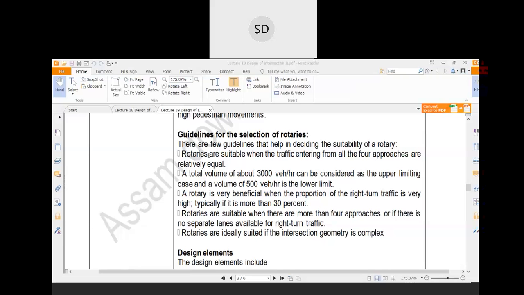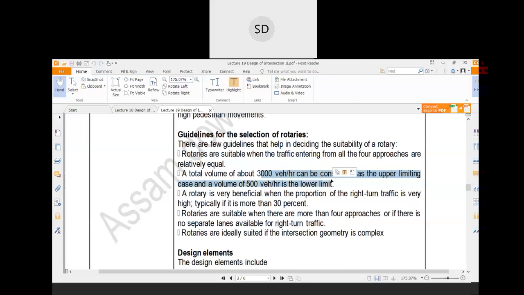Now, guidelines for the selection of the rotaries, there are different guidelines. Now, rotaries are suitable when the traffic entering from all the 4 approaches are relatively equal. If all the roads are major intersecting road, in that case, rotary intersection would be ideal. A total volume of 3000 vehicle per hour can be considered as the upper limit case, and a volume of 500 vehicle per hour is the lower limit.